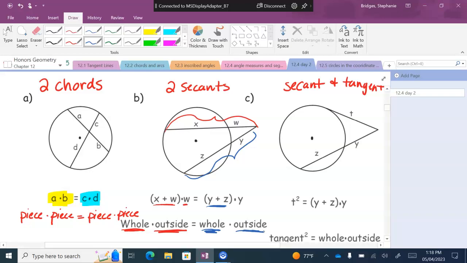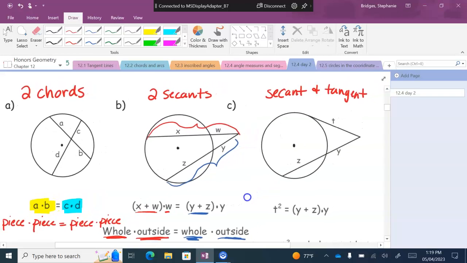So with the two chords thing, why does that work? I don't know. Because of that theorem, which has been proven years and years ago before any of us were ever a thought. I don't know the reasoning behind it. I just know it works.